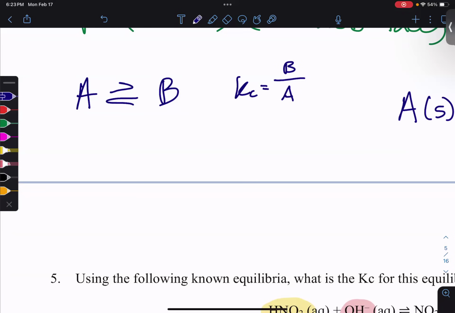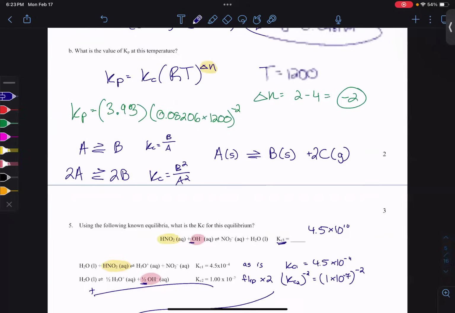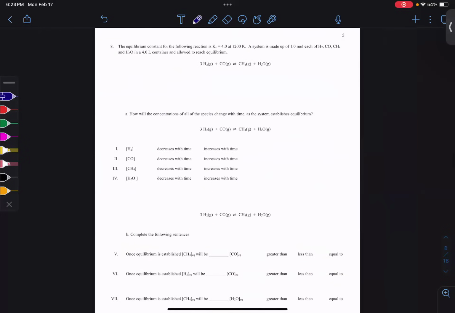What if I doubled the reaction? 2A goes to 2B. Now just look at that reaction. What would Kc be here? A squared. Do you see why? We square things, or if we divided the reaction by 2, we would take the square root, because in K's, coefficients become exponents. Does that help? Okay, all right, perfect.